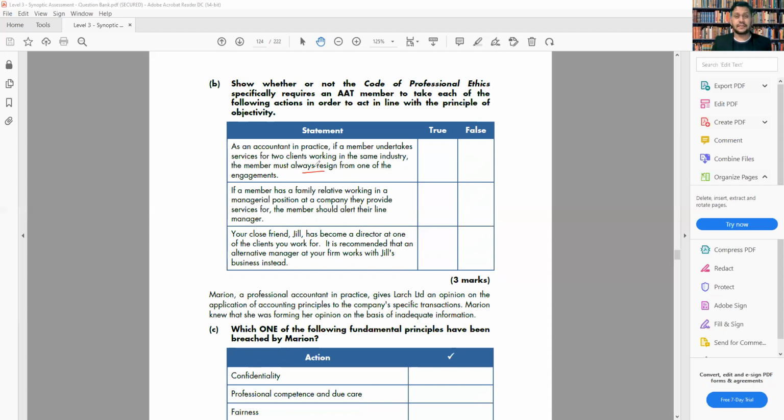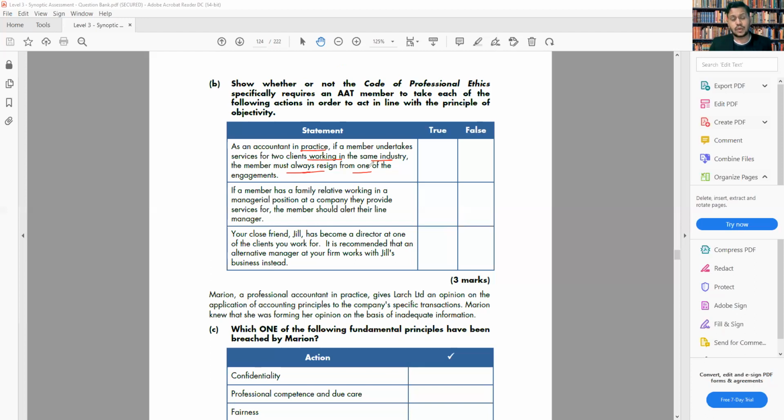Now you cannot have two clients at the same time because the confidential information can be passed from one side to another side. For that reason, they said you have to resign from one of the engagements. Now remember, when you work in a practice, if a member undertakes service for two clients working in the same industry, the member must always resign from the engagement. Now it is not necessary. You can work for a few clients from the same industry if you can make sure enough safeguarding. For example, what we call a China wall, so we put in the China wall in the middle so that one information doesn't go to another one.